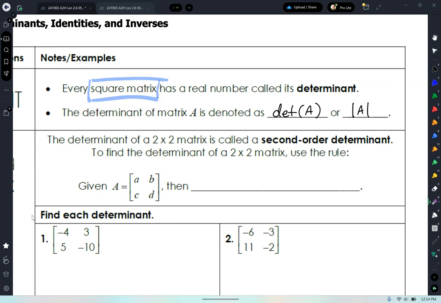Okay, now, the determinant of a 2x2 matrix is called a second order determinant, and to find it, we're going to do a little math, and the math is going to look like this. So the determinant of matrix A is going to be element A times element D.